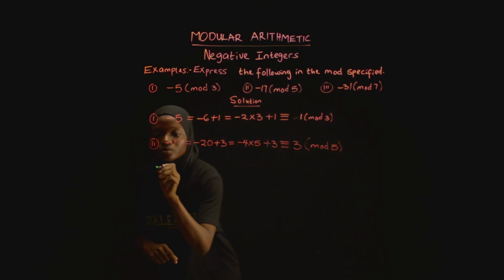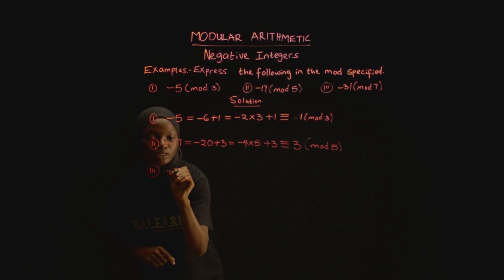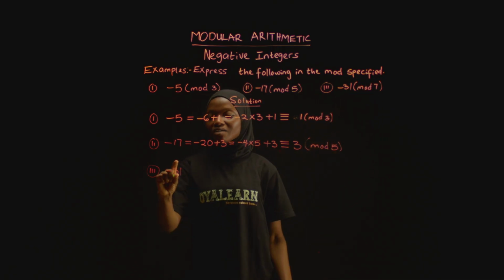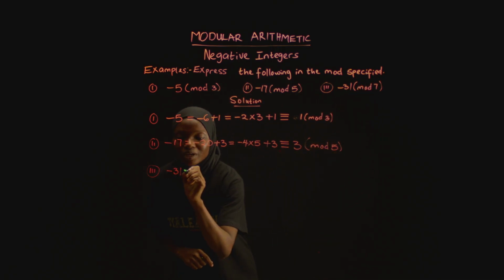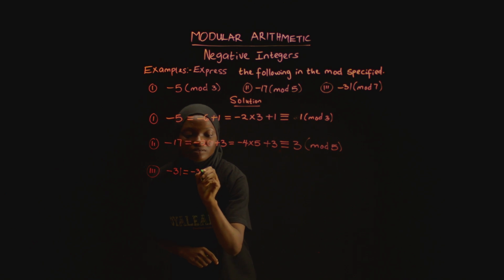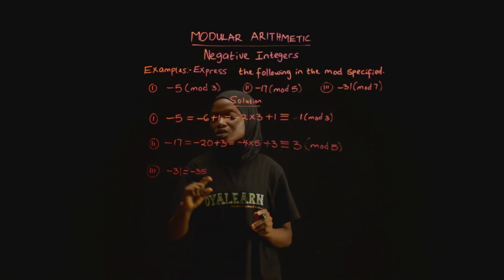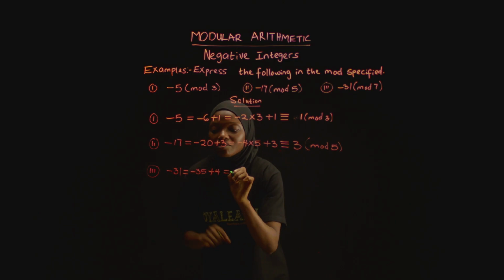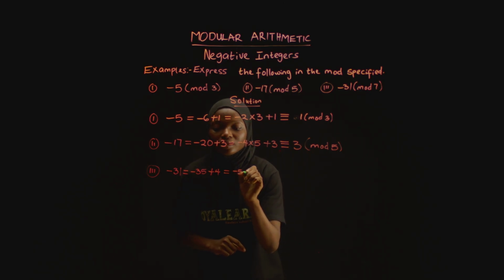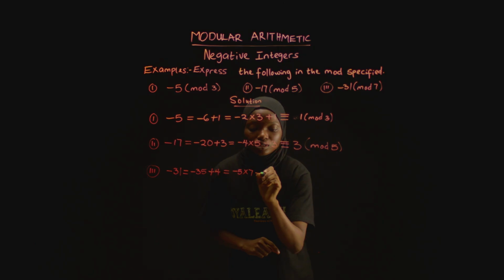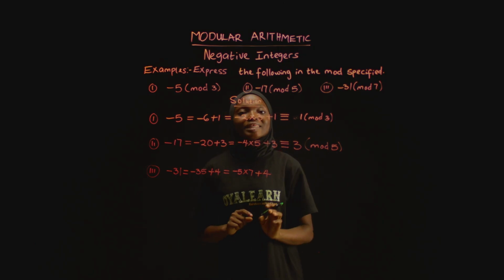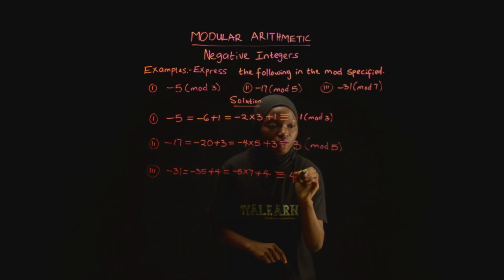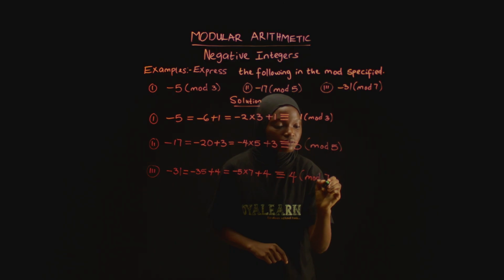The third example, -31. What is the multiple of 7 after 31? That's 35. So -31 can be expressed as -35. Now what can we add to -35 to give us back our -31? That's +4, which is the same thing as having -5 times 7 plus 4. So here, that means -31 would be equivalent to the positive integer that we have there, 4 in mod 7.